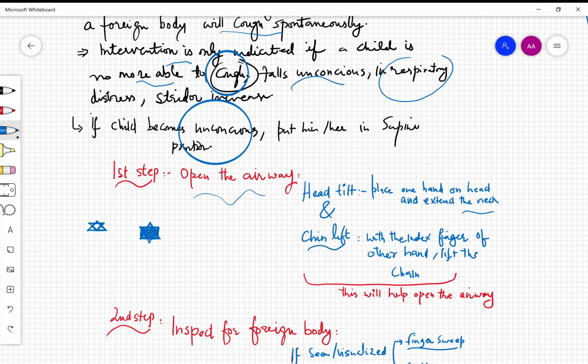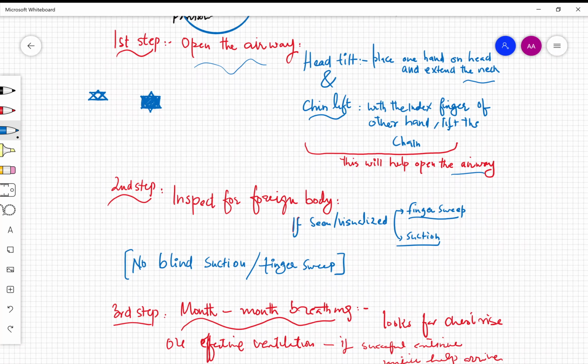This helps to open the airway. Now, in the second step, we inspect the oral cavity for a foreign body. If it is seen or visualized, we can remove the foreign body with a finger sweep or with suction. No blind suction or finger sweep is recommended because it could further push down the foreign body, and a partial airway obstruction could be turned into a complete airway obstruction.